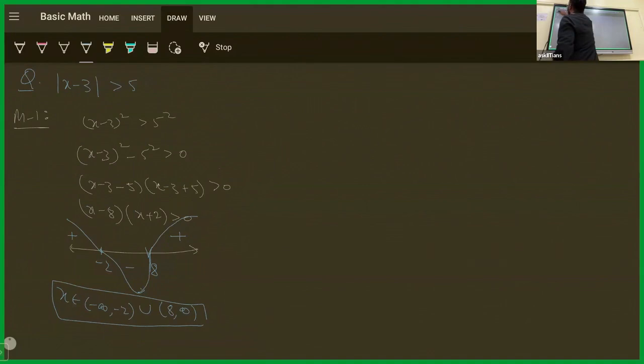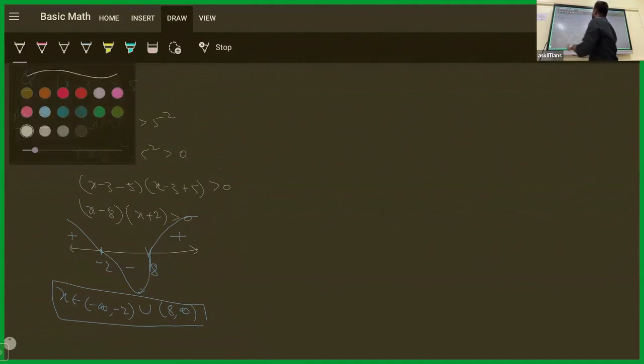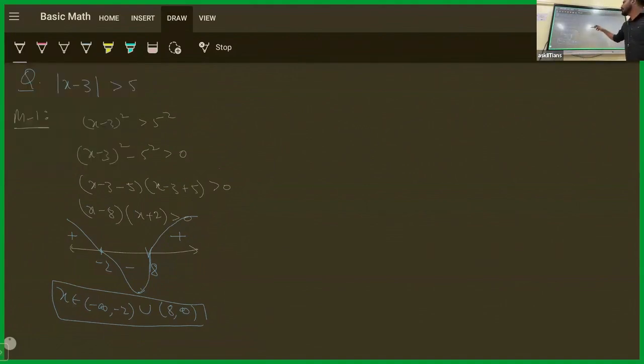Method number 2. Now you can solve it by squaring, right? Let's suppose I give you a question like why the basic method is necessary. Let's suppose the question is modulus of x square minus 9, and let's say this is less than x minus 2. We want to solve this modulus inequality.